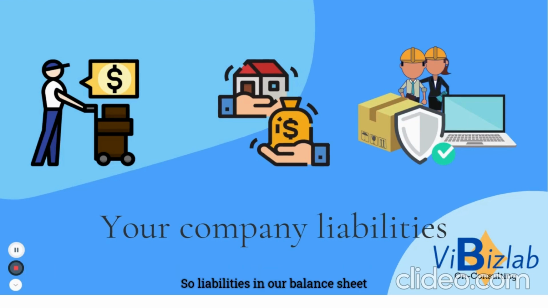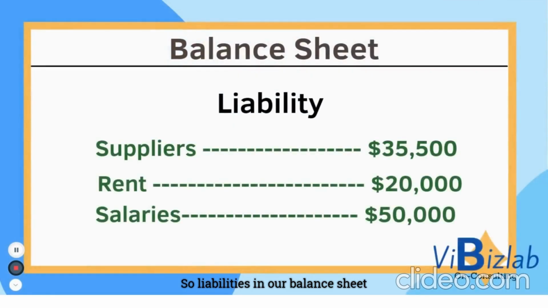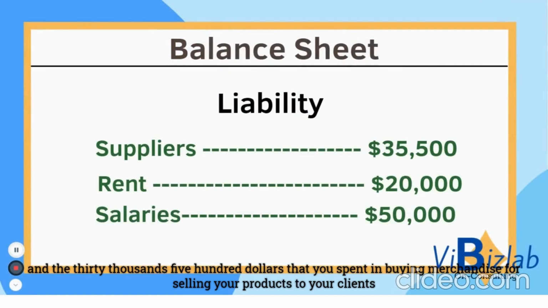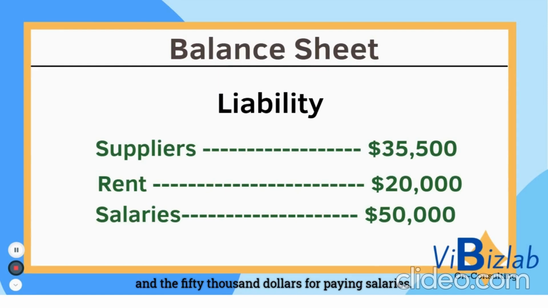So liabilities in our balance sheet are, for example, those $20,000 in your business space rent, the $30,500 that you spend buying merchandise for selling your products to your clients, and the $50,000 for paying salaries, just as an example.